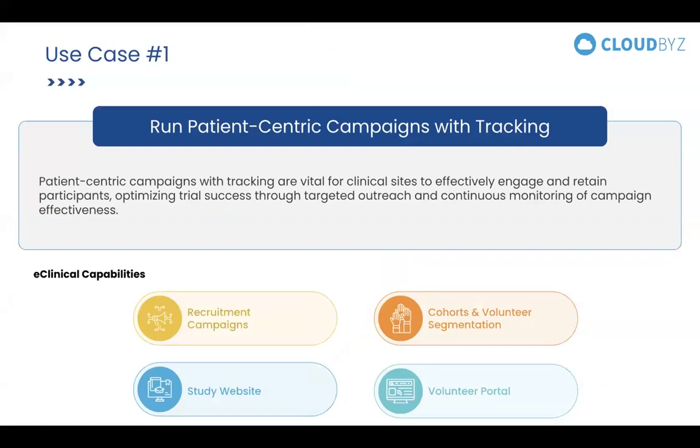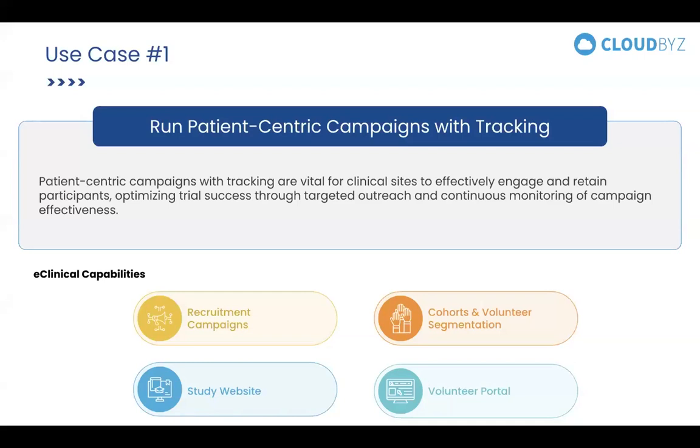Here we will illustrate how eClinical capabilities enable targeted outreach and continuous monitoring through recruitment campaigns, volunteer segmentation, and study websites. By leveraging these features, clinical sites can identify potential participants, engage them effectively, and monitor the success of recruitment efforts in real time. This approach not only enhances enrollment rates but also ensures that the participants remain engaged throughout the trial duration, leading to improved retention and overall trial success.